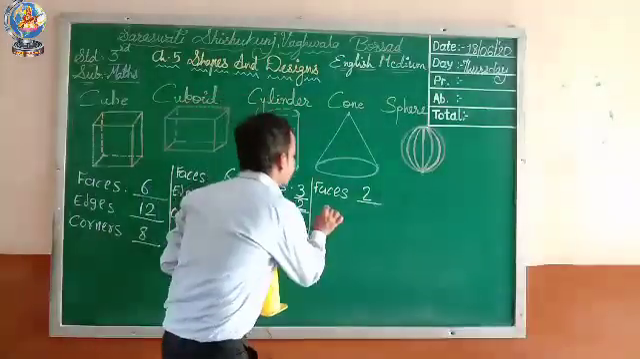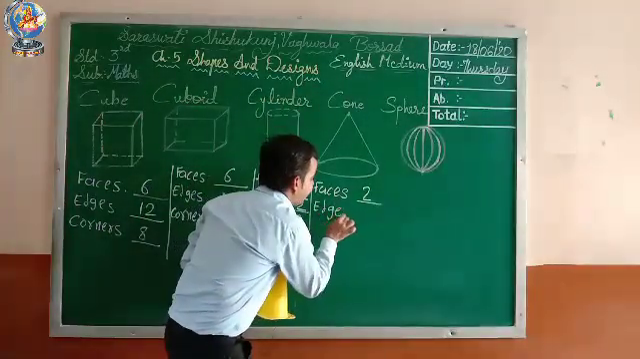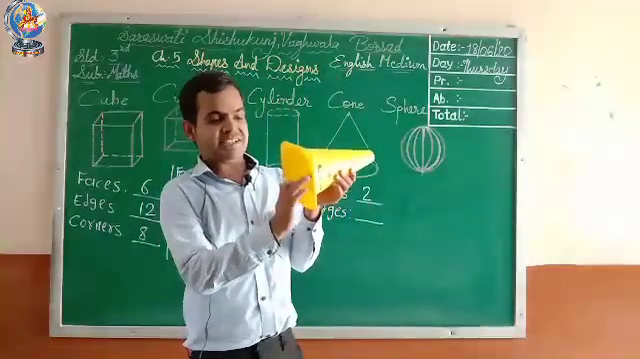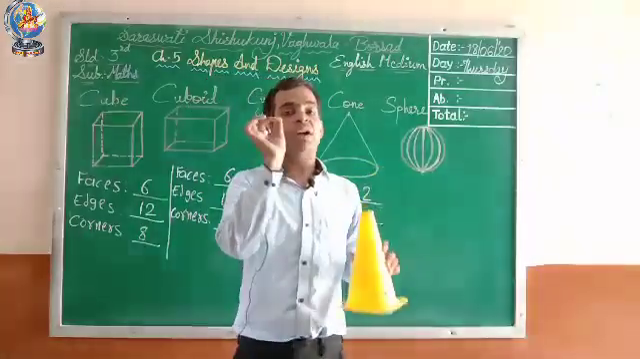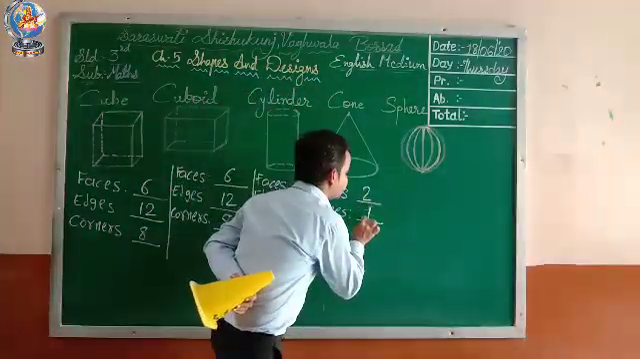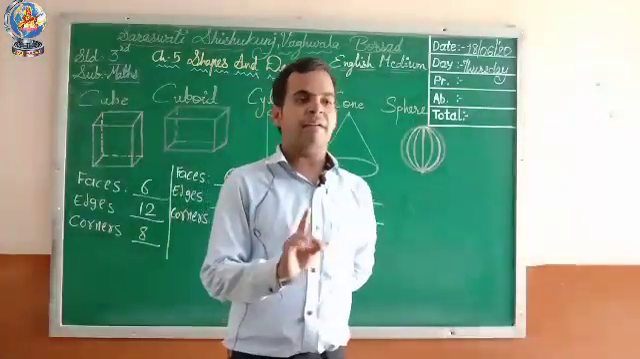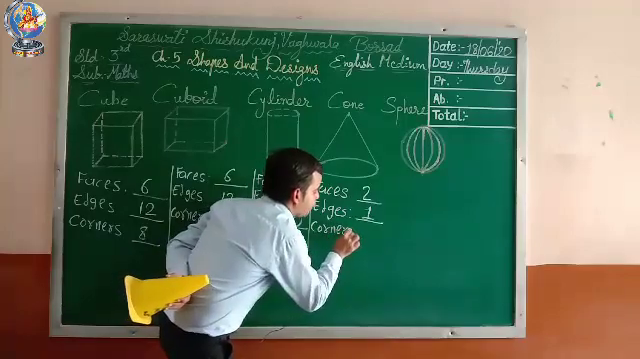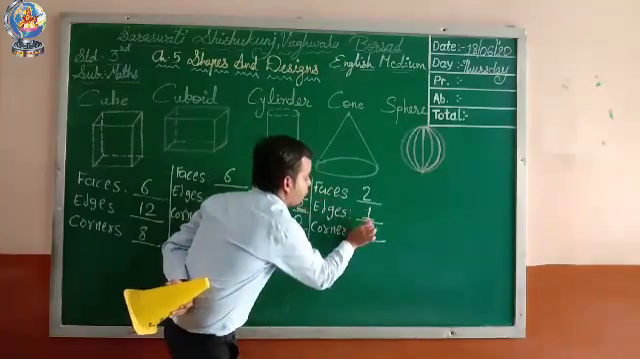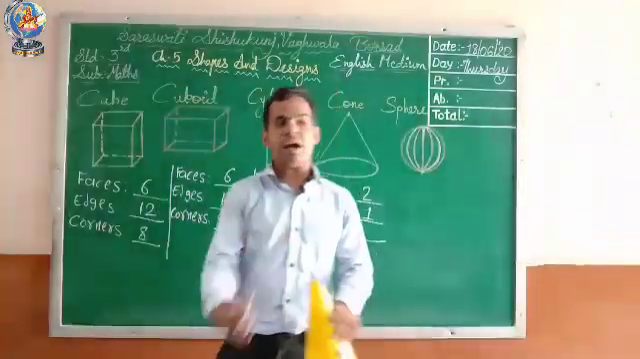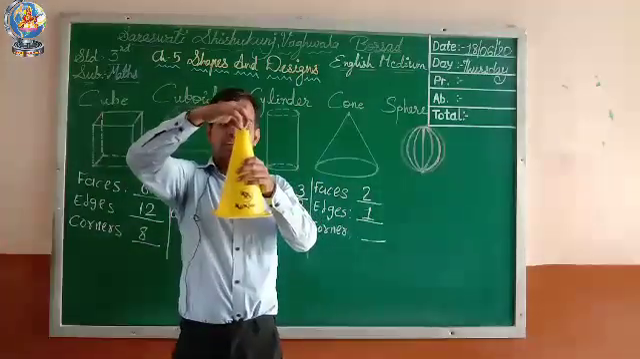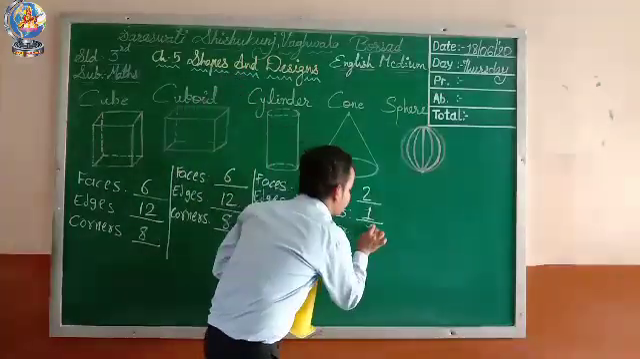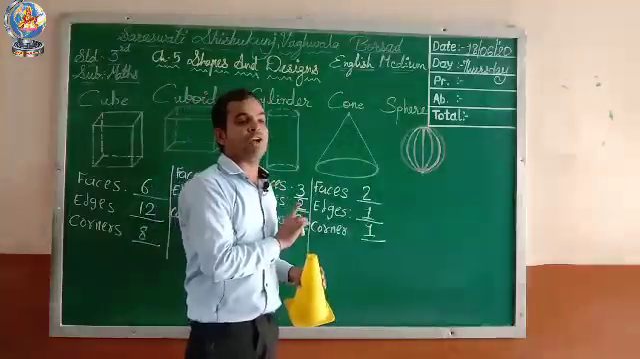Now let's discuss the edges. So how many edges are there? Only one edge in the cone shape. Understood about that? Now let's discuss the corner of the cone shape. How many corners here? If you see, the cone has only one corner. So our answer is 1. Understood about the cone shape?